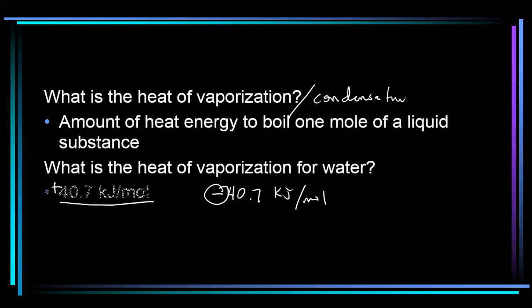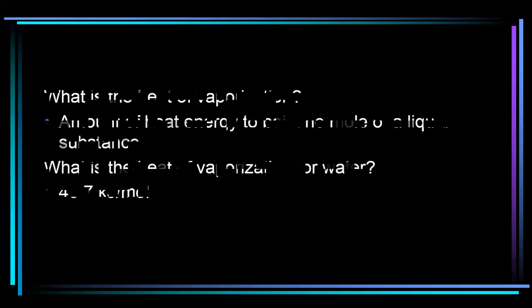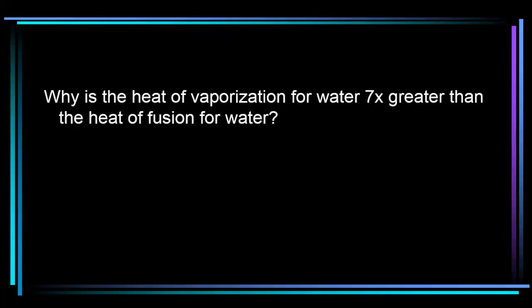Different sign. Now, did you notice the difference between 40.7 and 6.02? 6.76. Wow. Why is the heat of vaporization 7 times greater than the heat of fusion? Yes, Ryan. Because they take the energy with them once they turn into gas.